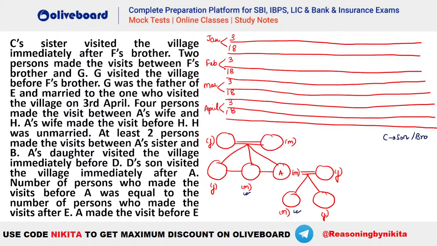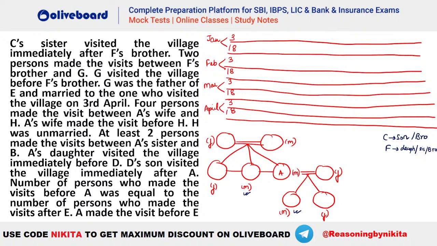Now C's sister is immediately after F's brother. So F has a brother here. Again, you can see F can be a daughter, because a daughter has a brother. Similarly, F can be the sister also, because a sister also has two brothers, and similarly the brother also, because the brother also has A, who is the brother to A, right? So C and F are these people.